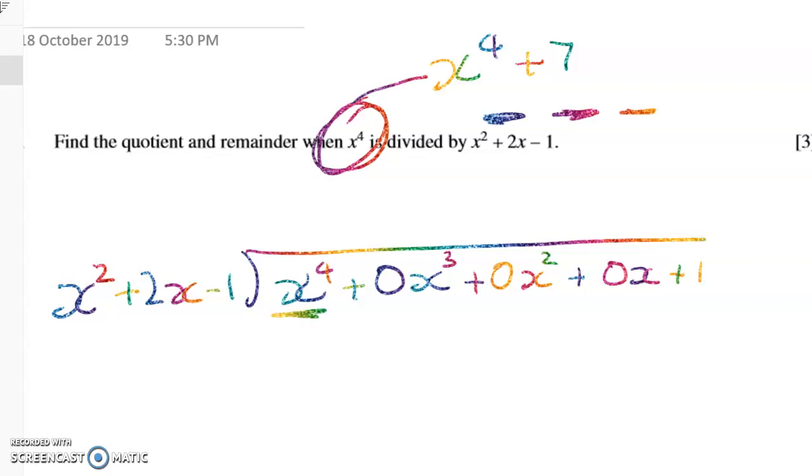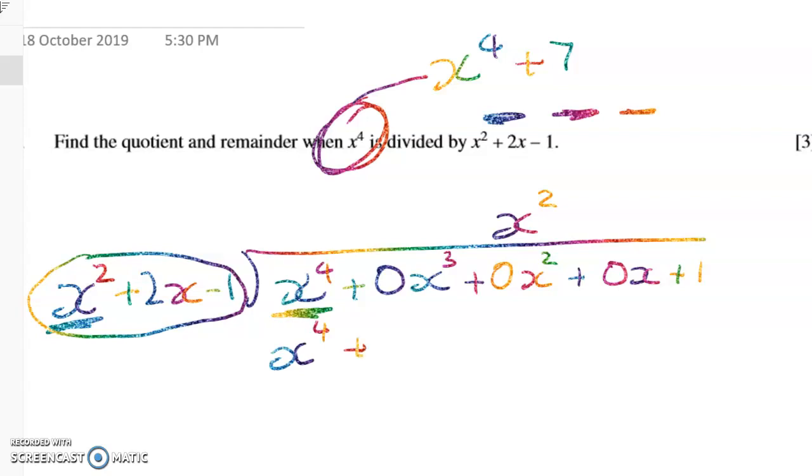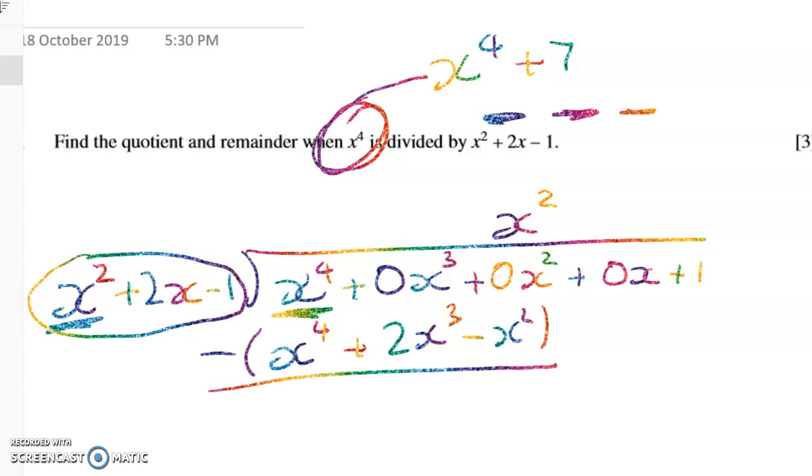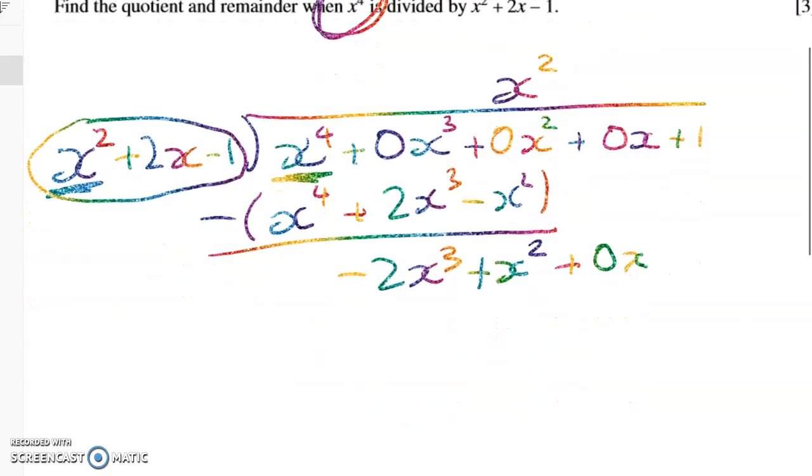We look at the x to the power of 4 and we say what times that leading term will generate x to the power of 4, and that gives me x squared. So I'm going to go x squared times all of this: x to the power of 4 plus 2x cubed minus x squared. Now I subtract that and see what I've got left over to deal with. And I've got negative 2x cubed plus x squared. Right, so I bring down the 0x and then I move on to the next term.